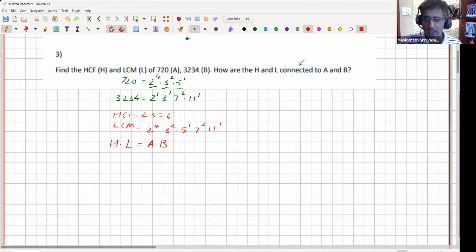Can someone formally prove this? I mean, formally means you don't need a very elaborate formal proof, but some proof. Yeah, Apurva, go ahead.